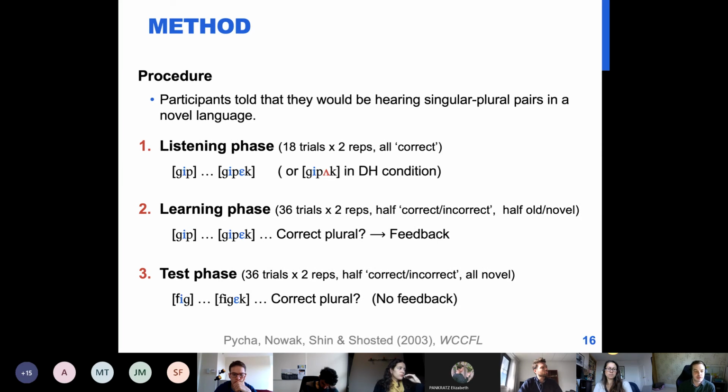Then they would have a test phase. In this case, they would get some new trials, so FIGEC, and they would be asked if that was correct or not. And then in the test phase, they didn't get feedback anymore.